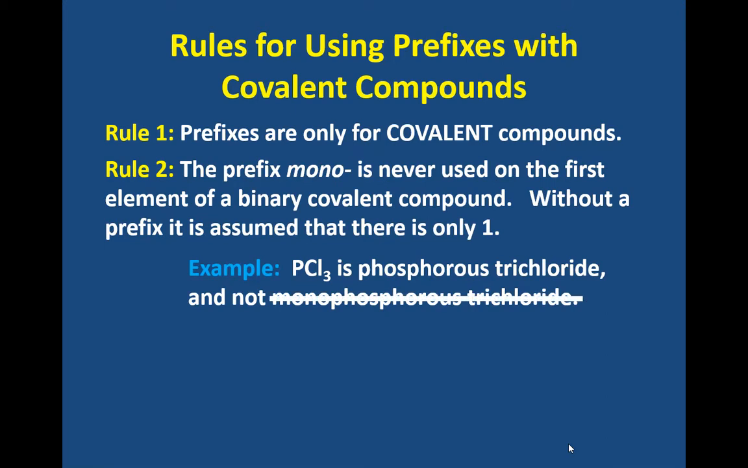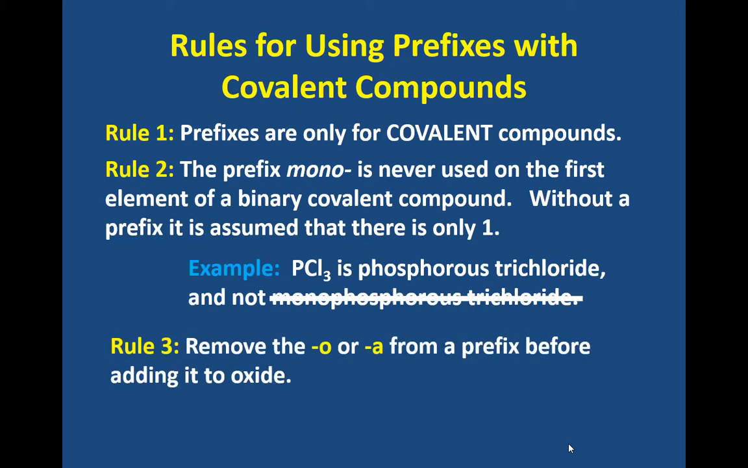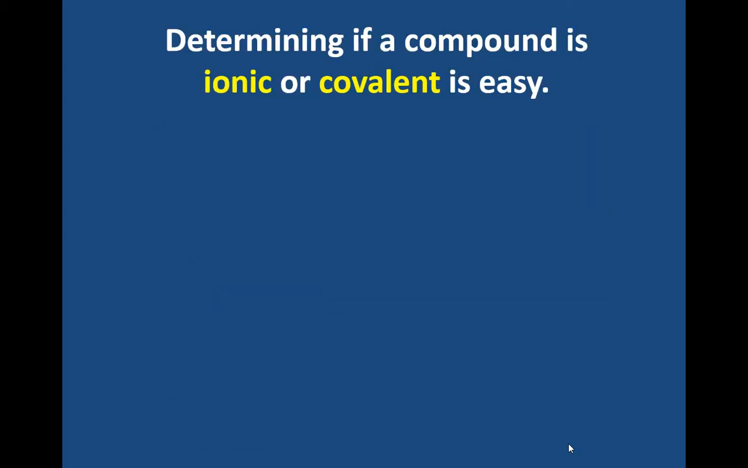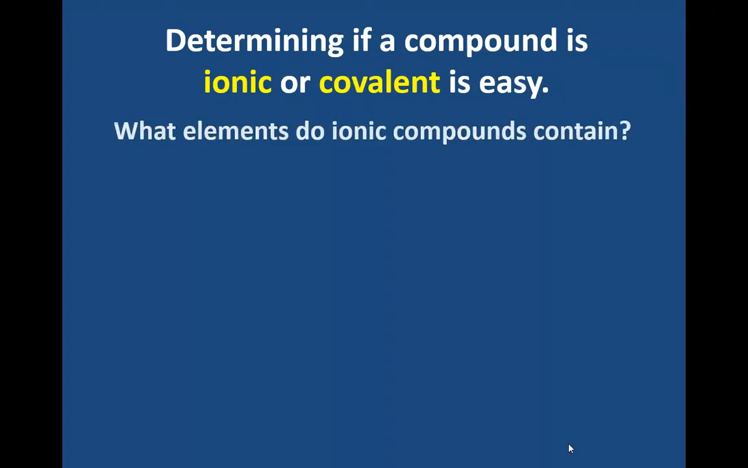So, mali yun. Ayan. Remove the O and A from a prefix before adding it to oxide. Another example is N2O4 is nitrogen tetroxide and not nitrogen tetraoxide. So, mali yun, slash.